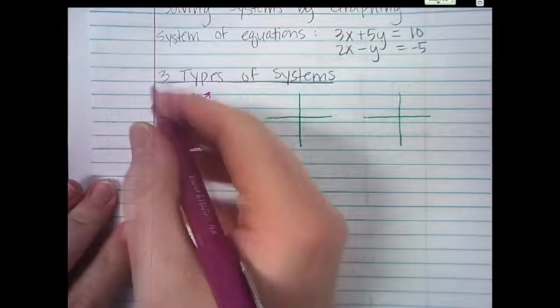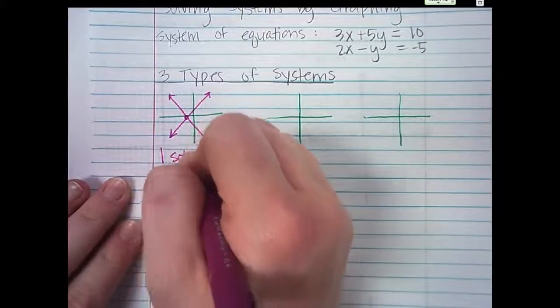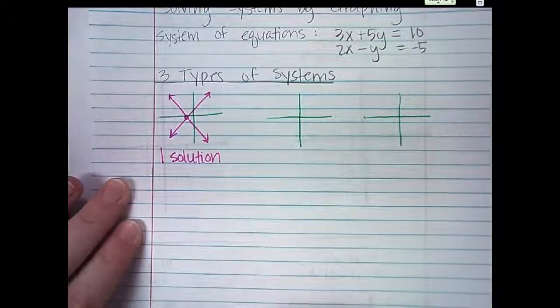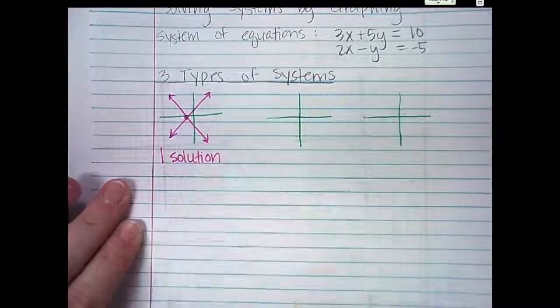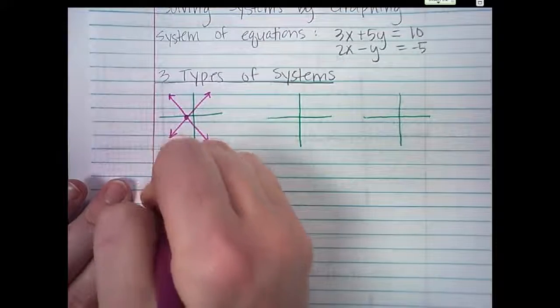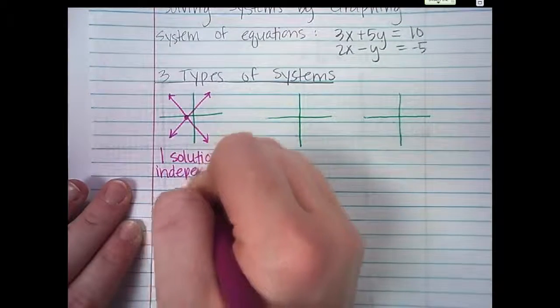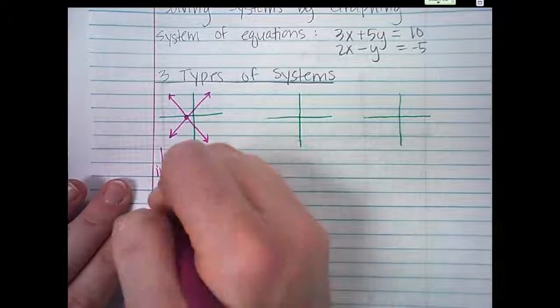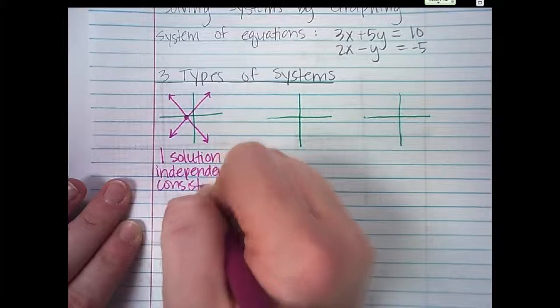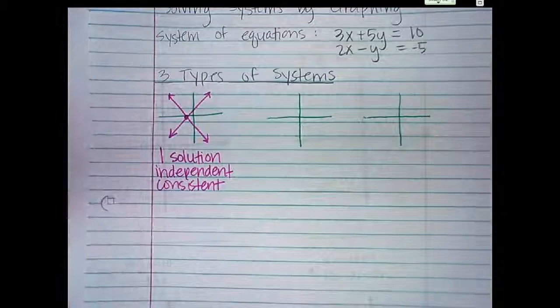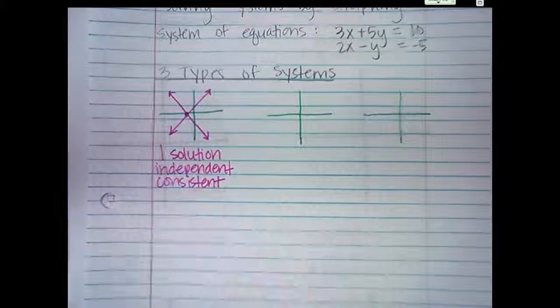Okay, so this type of system would have one solution. That one solution, of course, is just where they cross. This is called an independent system and consistent. Independent just because the lines are their own independent lines, whereas in the one we do in a second, dependent, you're going to see that they're the same line. And consistent just means, yes, it has a solution.